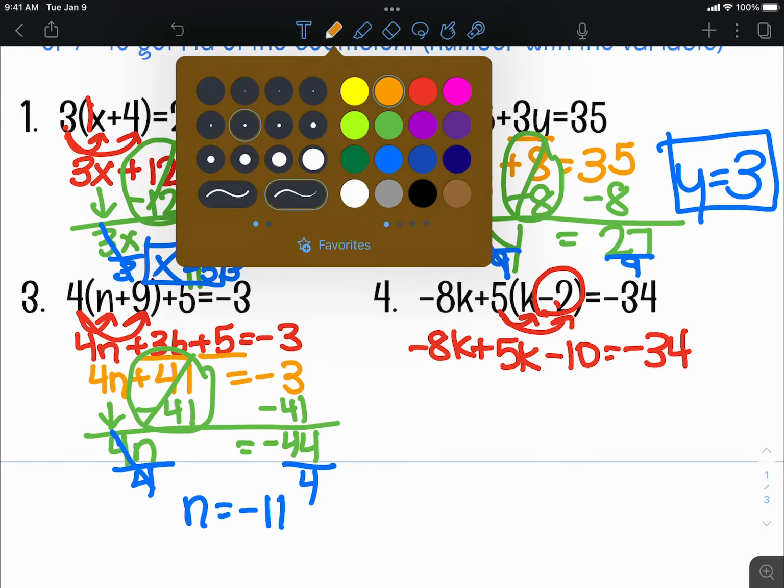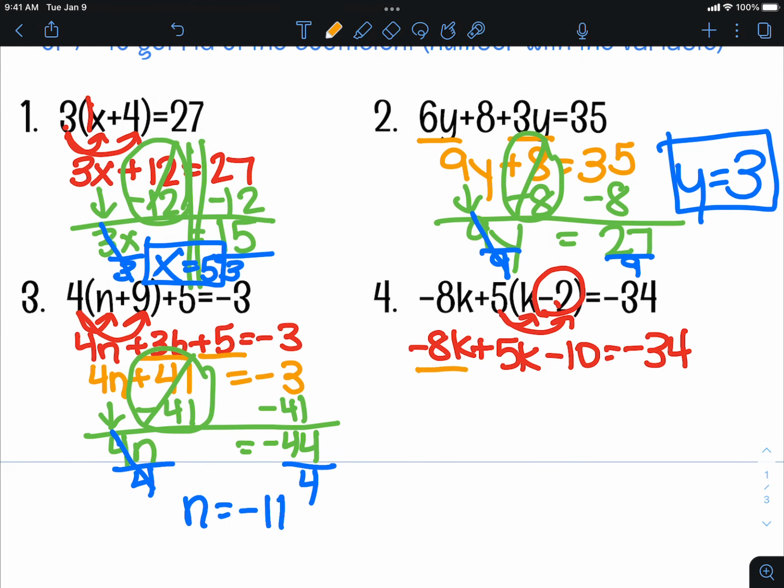All right, then we're going to combine like terms. We have -8k plus 5k. Those have the same variable. -8 plus 5. If I start at -8 on the number line and I go to the right closer to 0 5 times, I'll end up at -3. So -3k. And then I'm going to copy everything else. I can't combine these because they're on opposite sides of that equal sign. So I'm just going to copy everything.